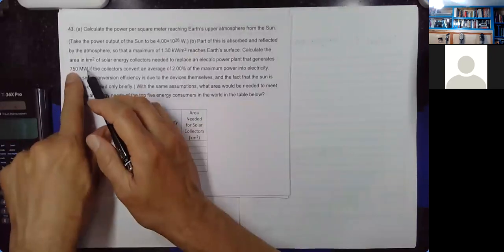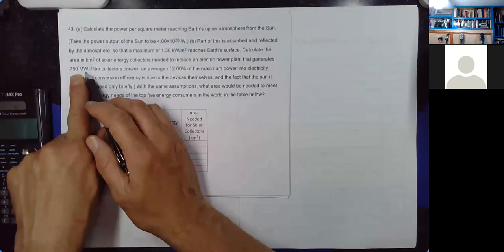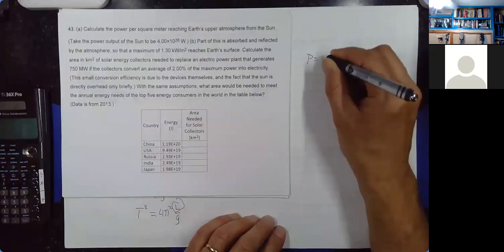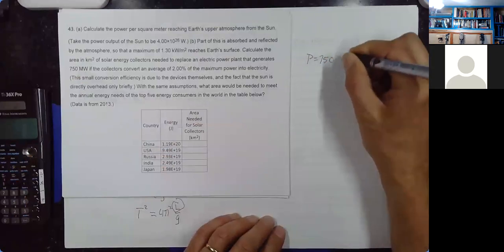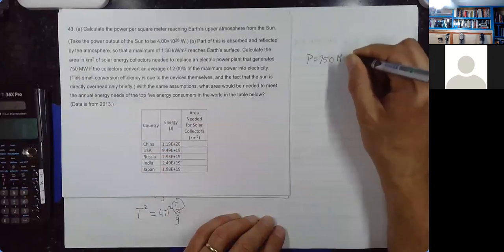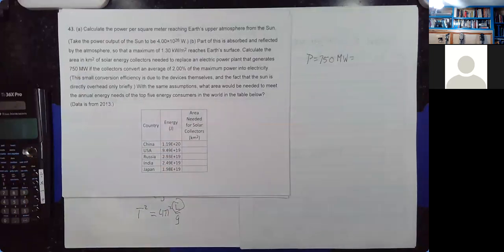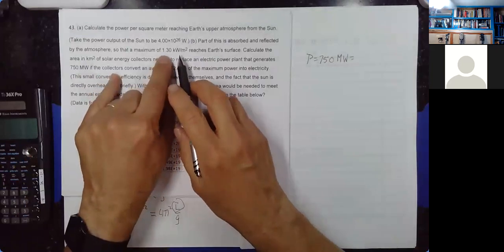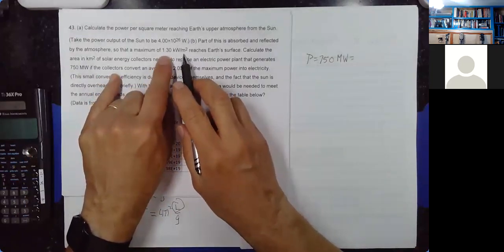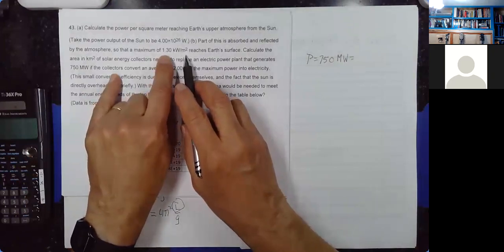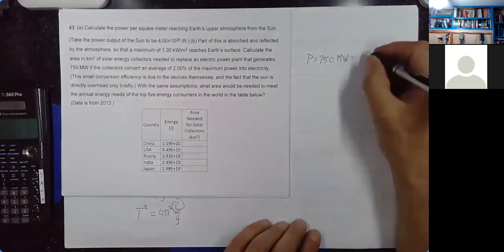First, we want the power to be 750 megawatts. Then I'll worry about converting the mega into something. And somehow we're going to have to get that from solar energy. Well, we're going to have to take this number, 1.30 kilowatts per square meter, and multiply it by some area of solar collectors.